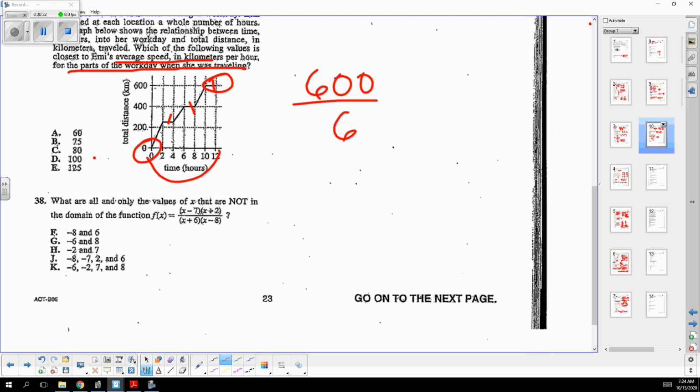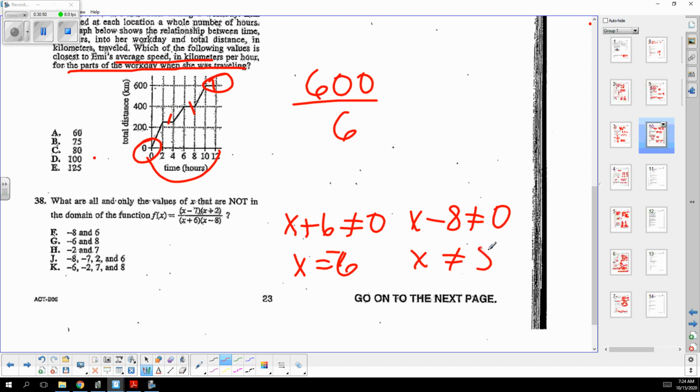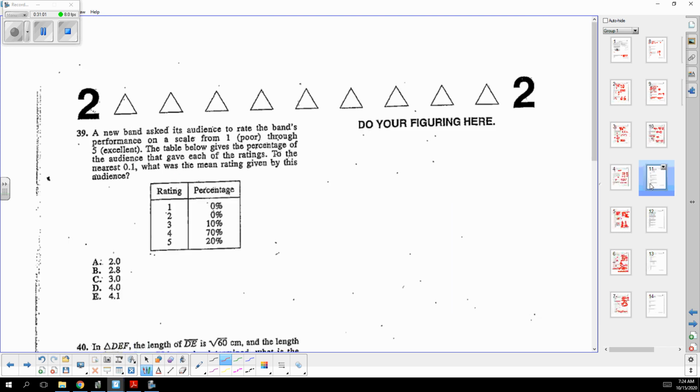This is another famous one. I'm glad these are all coming up. You can't have 0 in the bottom. So these guys, remember that you can't divide by 0. So x cannot be -6 and x cannot be 8. Anybody else, including numbers that make the top 0, are okay. It's the bottom that can't be 0.